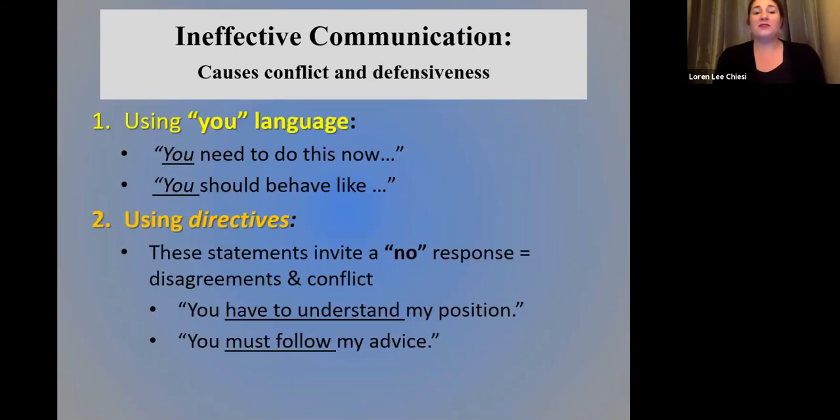The second one is using directives. So any sort of command language, statements that invite a no response or cause disagreements and conflict. You have to understand my position. You must follow my advice. You should do this way. Using directive language leads people to believe that there's no room for their opinion. And it also causes people, like I said earlier, to be on edge or prepared to disagree with you immediately. So instead of coming from a collaborative place, they're feeling more like a child, like their opinions aren't taken seriously.